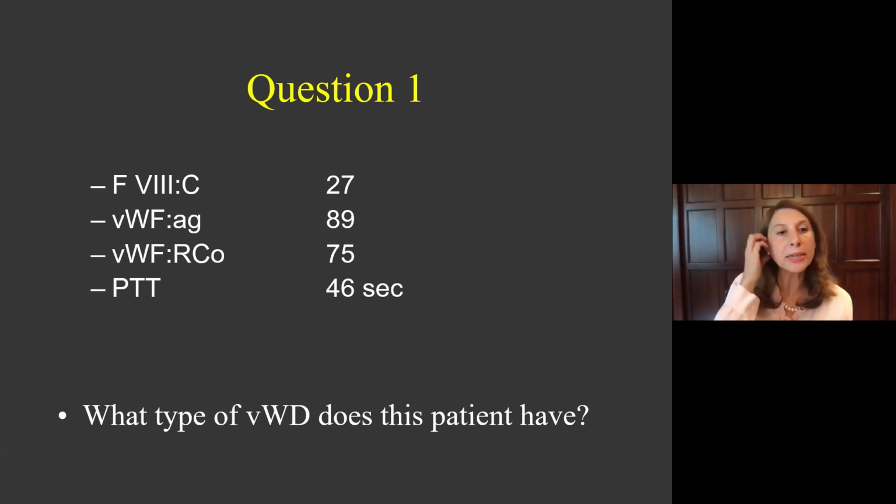So you get some baseline von Willebrand levels. Her factor 8 level is low at 27. Her antigen is 89, her ristocetin cofactor is 75, and her PTT is 46. Given the normal antigen and the normal ristocetin activity, you're asked, what type of von Willebrand disease does this patient actually have?